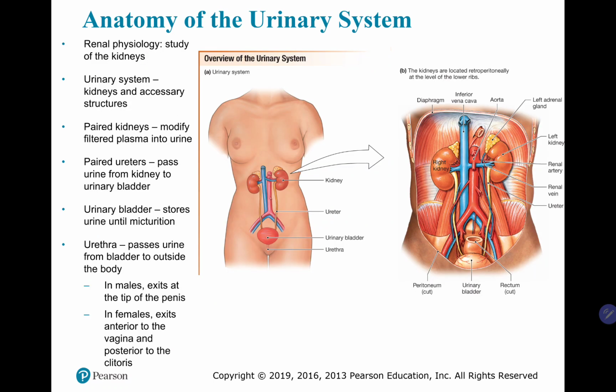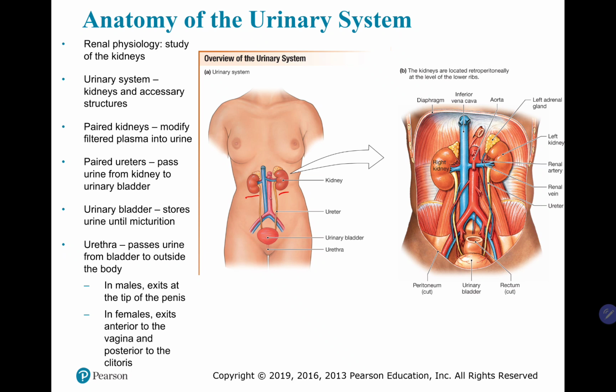So just going over a little bit of the anatomy of the urinary system. It's going to consist of paired kidneys, right, that I just underlined. That's going to essentially filter the plasma to produce urine, right? In the kidneys, we're going to have these functional units called nephrons that are going to be doing the work of filtration, reabsorption, and secretion, okay?